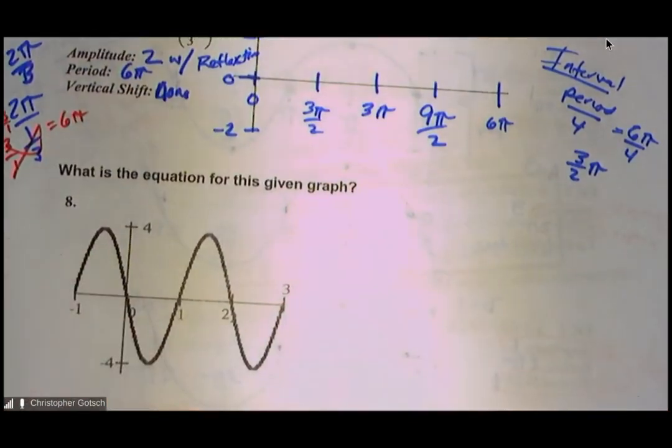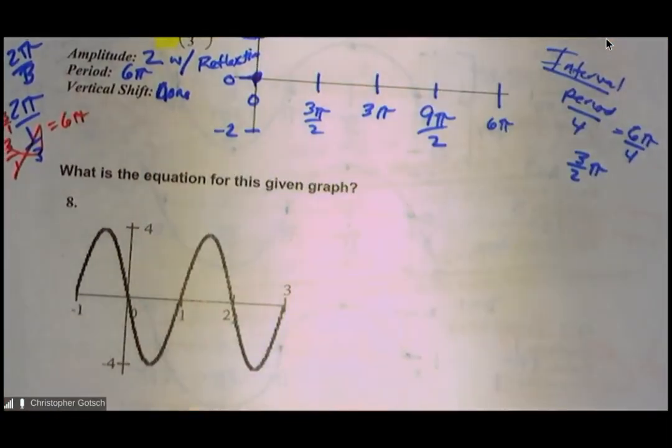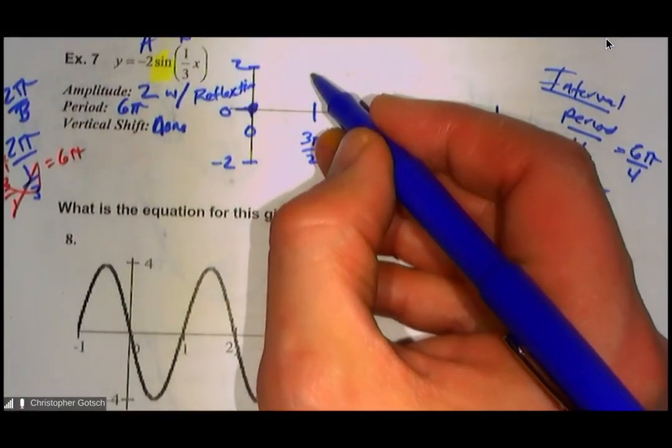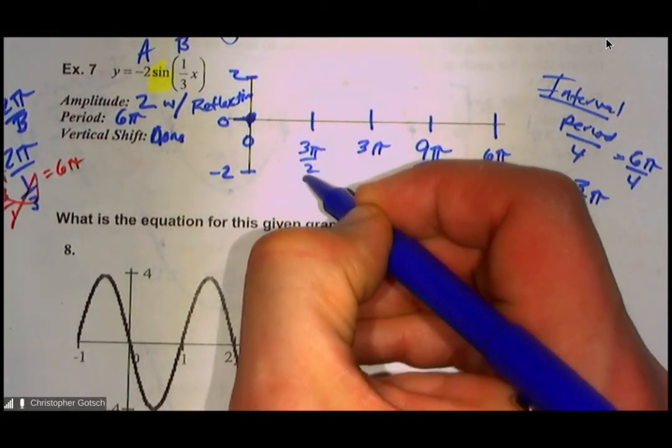Cosine is no longer, we're using sine here. So be careful which one you're using. We're using sine. Where does sine start normally? At 0. And then usually it goes up to 1. But then it got stretched by a factor of 2. And then it got flipped. So it goes down to -2.